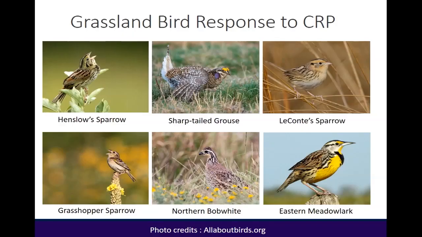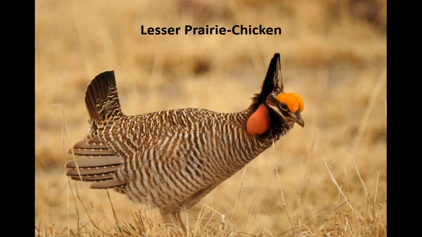So since the use and establishment of CRP, there are several grassland birds that have been shown to benefit from CRP, right? We're adding grassland to the landscape, so grassland birds are going to benefit. And I think David Pavlaki is going to talk a little bit more about this later. But what we're going to focus on today is the lesser prairie chicken. And the reason we're going to do that is because it's a species of conservation concern, and because we also have a tremendous amount of data on this bird among multiple scales.